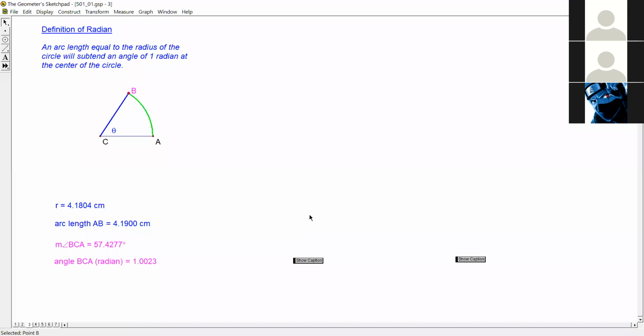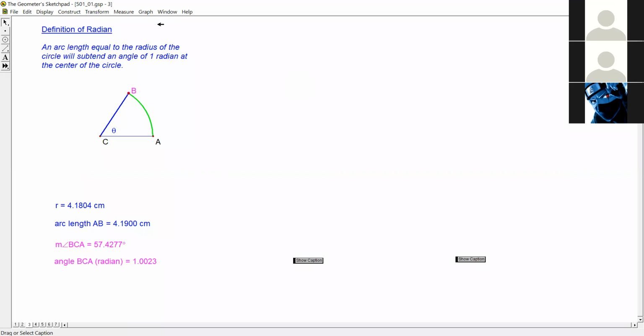Okay, right. Now we go back to the definition here. An arc length equal to the radius of the circle will subtend an angle of 1 radian at the center of the circle. What am I talking about? Maybe some of you, your English is not good, and you don't know what the teacher is saying. Arc length equal to the radius.